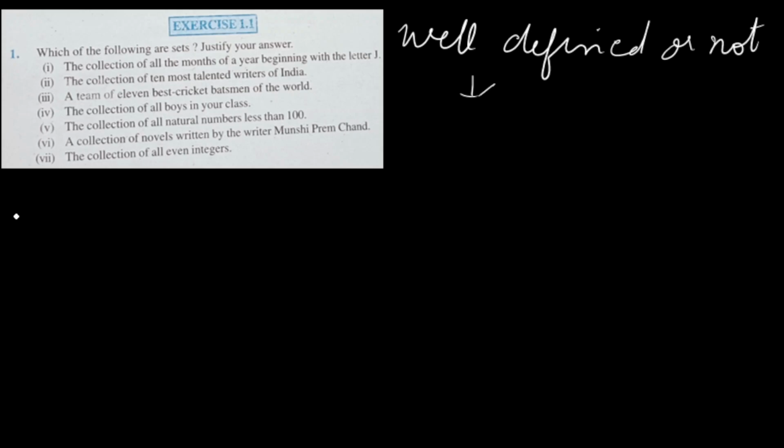Now let's see the first one. The first one is the collection of all the months of a year beginning with the letter J.